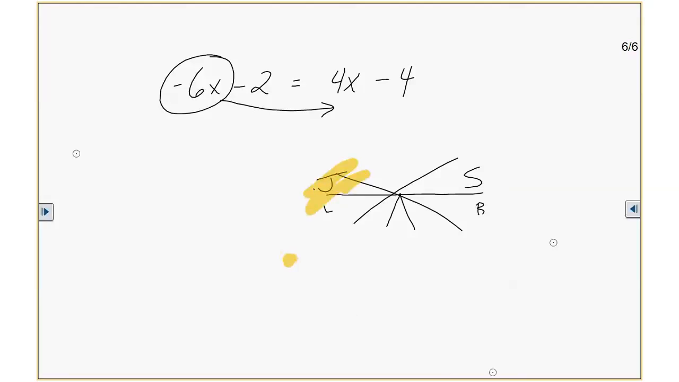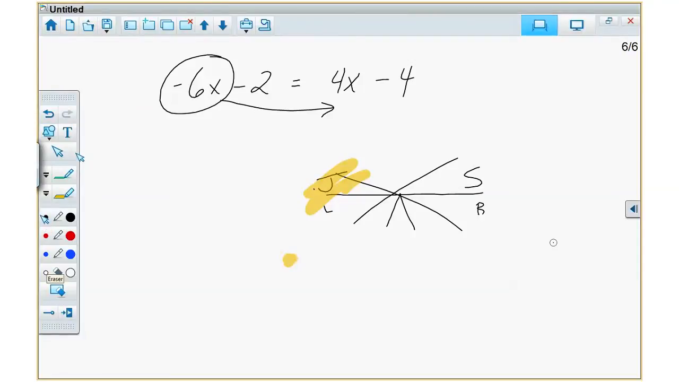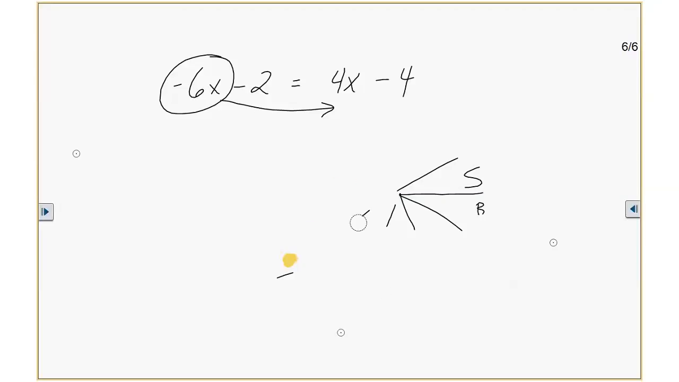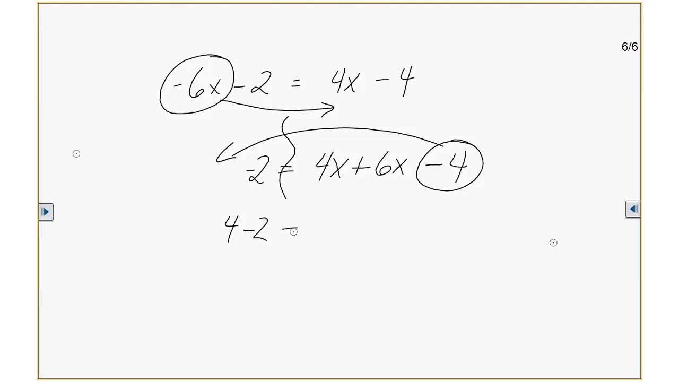Okay, now look here. Which one's the smallest bucket? Be careful. Negative 6x or 4x? So you bring it over here, it becomes negative 2 is equal to 4x plus 6x minus 4. Take the negative 4 across the river, what does it become? Positive 4. 10x. What's 4 minus 2?